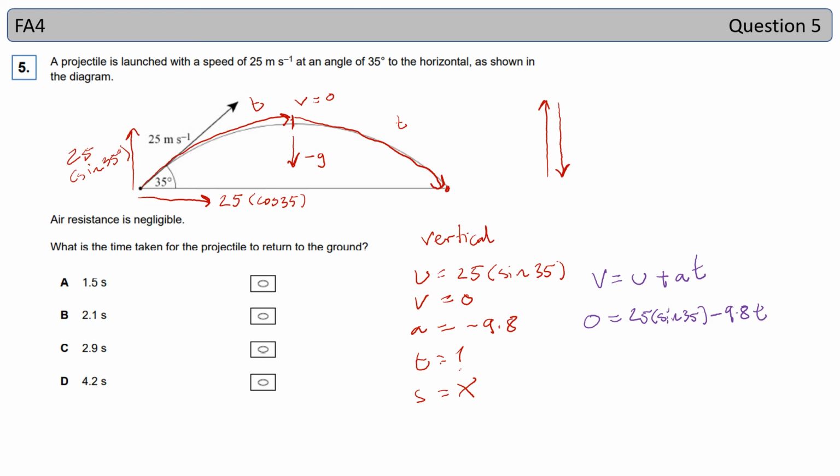So my 9.8t becomes equal to 25 sine of 35, because I can take my 9.8t over to this side by undoing what's been done there. It's been subtracted, so it becomes a plus on that side. So my t is just going to be equal to 25 times the sine of 35 all over 9.8, which gives us 1.463.